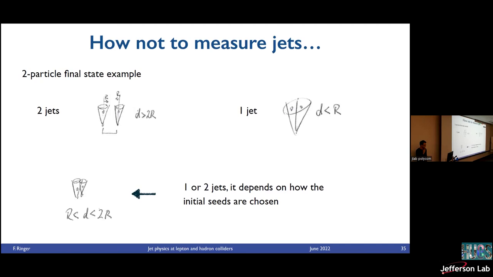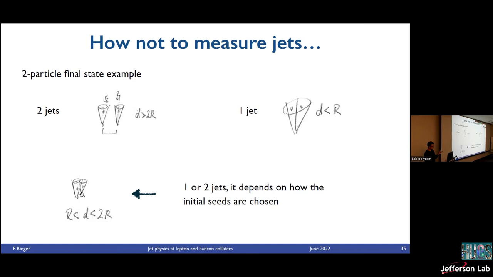And so there's now this configuration where the distance between two particles is larger than r, but less than 2r. So in this case, as you can see here, if I just draw a cone around one of them, then the cones can in principle overlap, but each of them will just contain a single particle. And that basically happens if I choose as an initial seed to draw cones just the initial particles that I have, right? So in this case, these two initial particles.